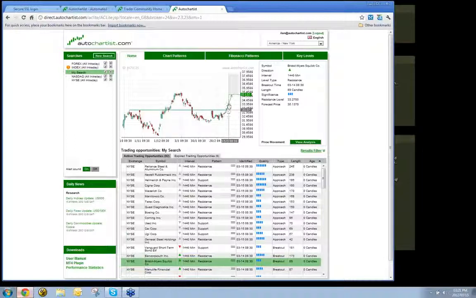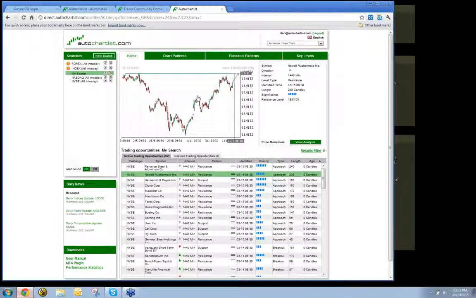So Autochartist now believes, as the green arrow points out to you, that the price is going to 35.13, and this is a completed pattern. Again, completed. Why? Because it's broken through a support resistance level. Now let's look at an emerging key level.